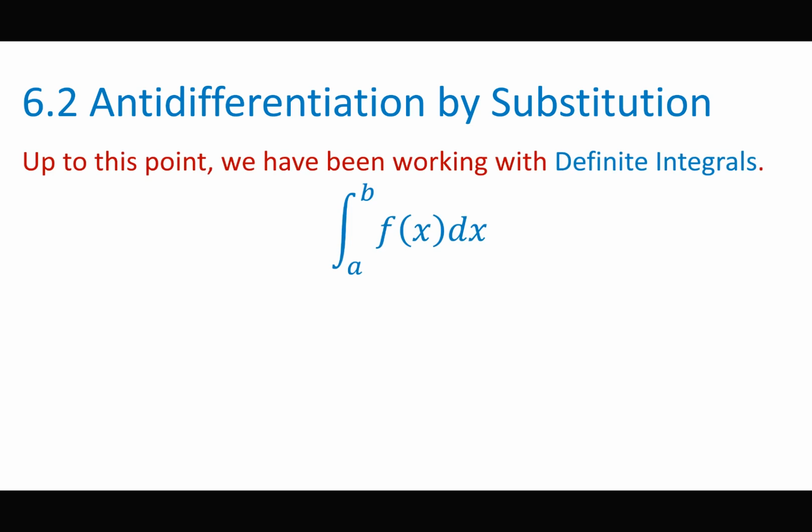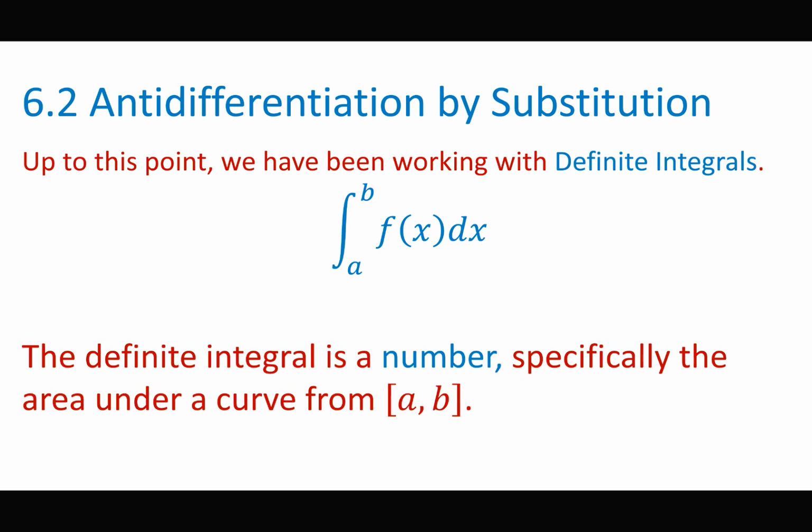So anti-differentiation by substitution. Up to this point, we have been working with definite integrals. Definite meaning they have those bounds a to b. And when we evaluate a definite integral, we end up with a number. So our number is the area under the curve, or the area from the x-axis to the curve. So this is what we've been doing, definite integrals.